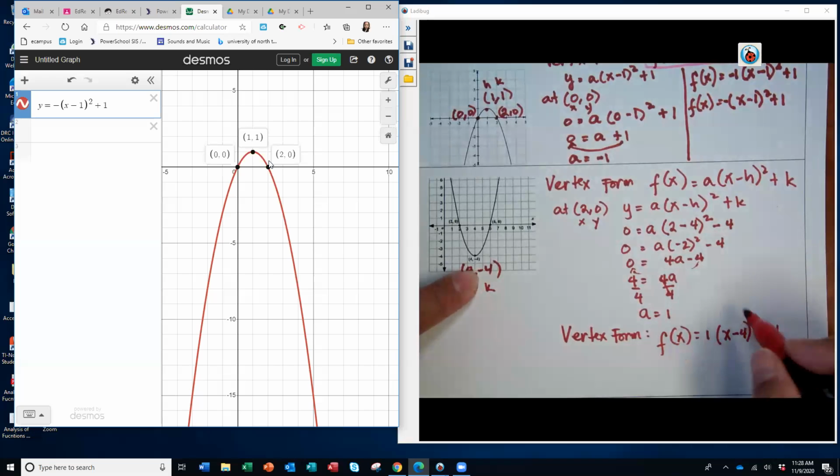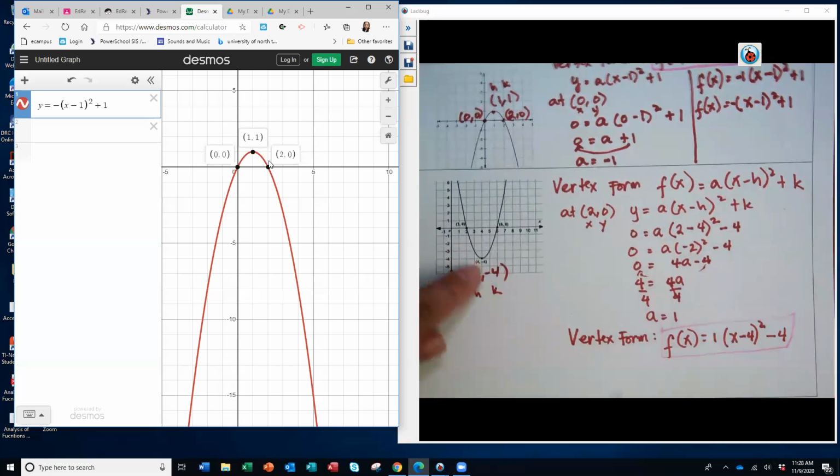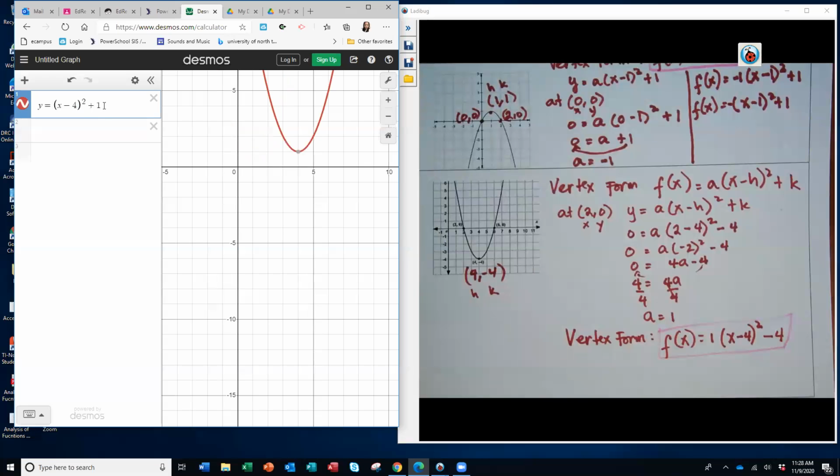That is your answer. Now you wanted to match this with the graph. Is this the same equation as the graph here? We'll find out. So let's graph it. It says a is 1 positive, x minus 4 squared, and minus 4. Okay, so we have the graph.